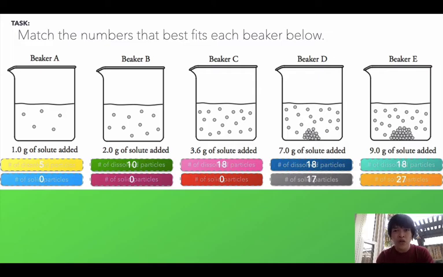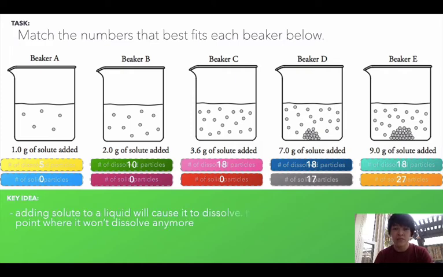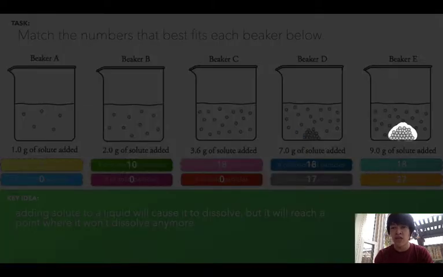We should also notice something here as you are counting this. This is our first key idea. Adding solute to a liquid will cause it to dissolve, but it'll reach a point where it won't dissolve anymore. At this point, any additional solute will stay undissolved as a solid, and it usually sinks to the bottom of the container like we see in beaker D and beaker E.